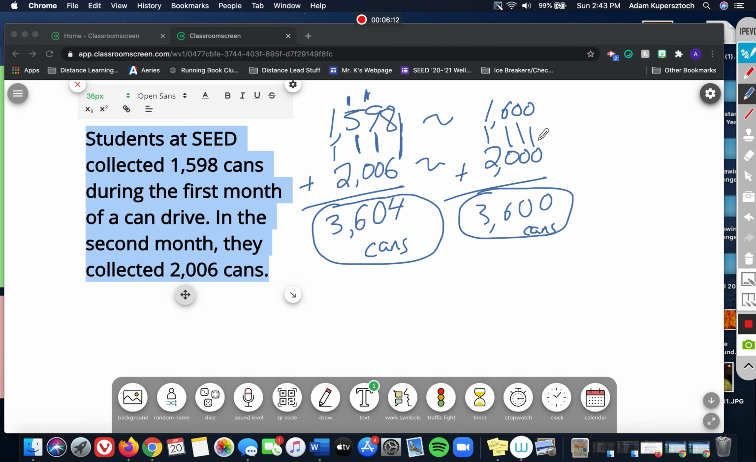All right, folks, you have some work to do with estimating and about how much. It also helps you figure out if your answer makes sense. I'm going to ask you that, hey, does your answer make sense? And if it doesn't, you've got to go back and give it another shot.